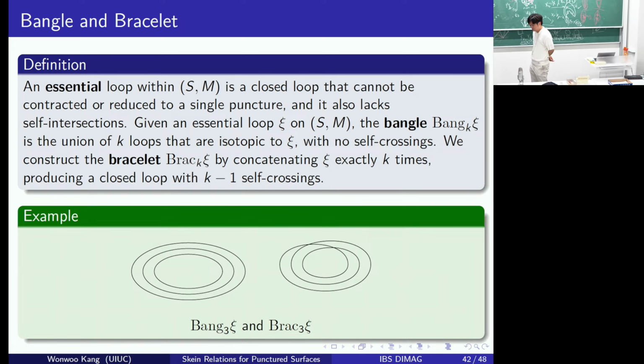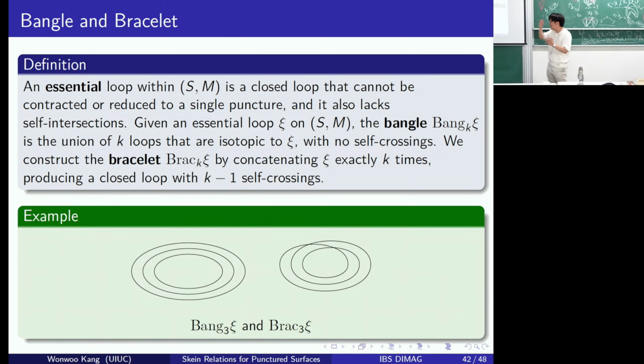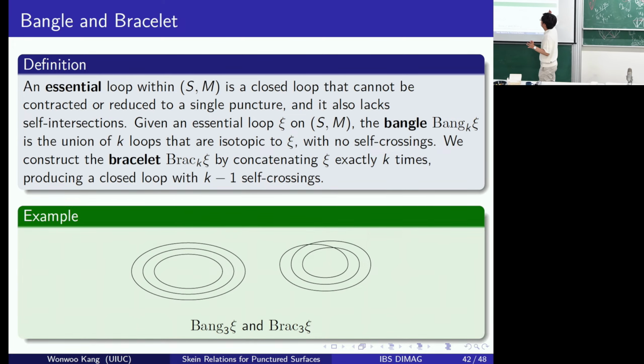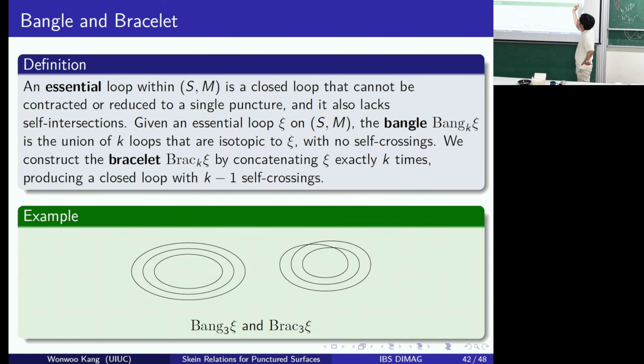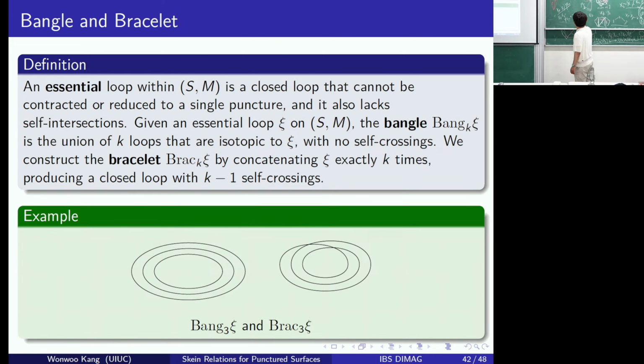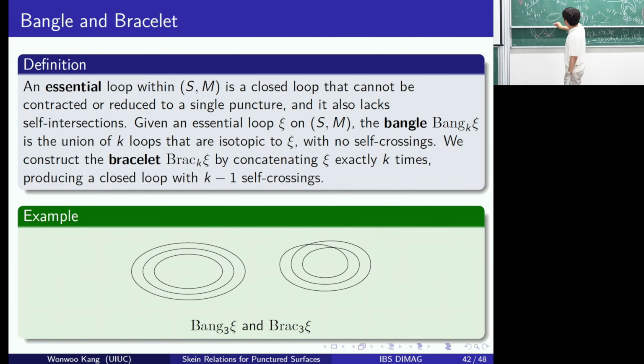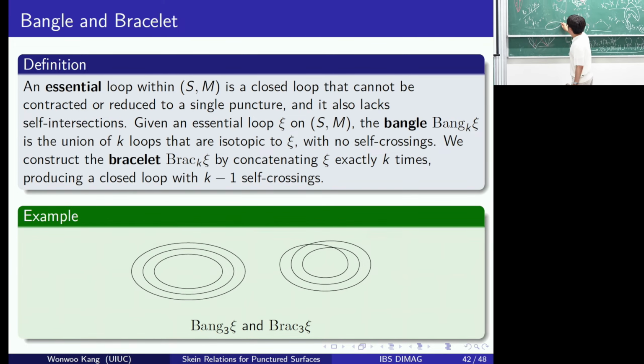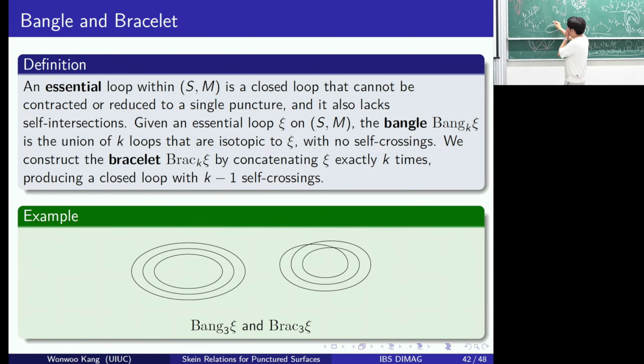Before I talk about the good use of it, let me just define one small thing. Don't worry, it's not going to hurt you. The essential loop is a closed loop that cannot be contracted or reduced to a single puncture, which means that I don't want something that is not enclosing anything, something like an unpunctured monogon. I don't want this. Something like this is fine.